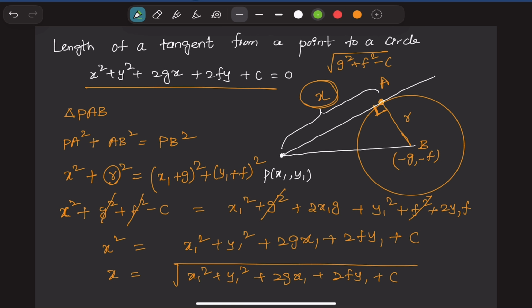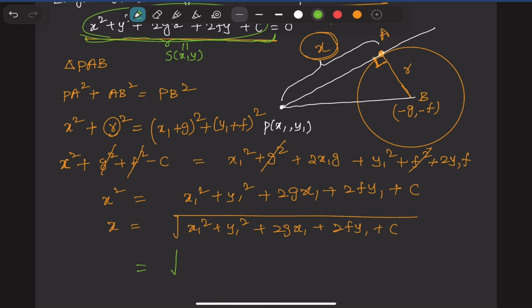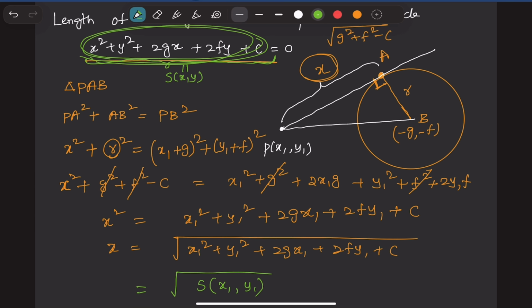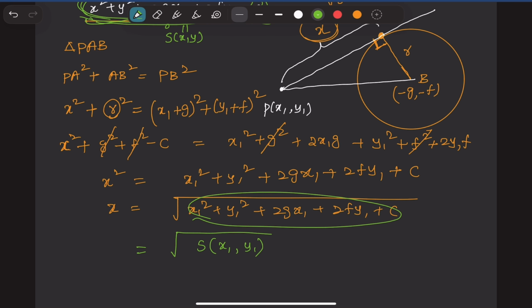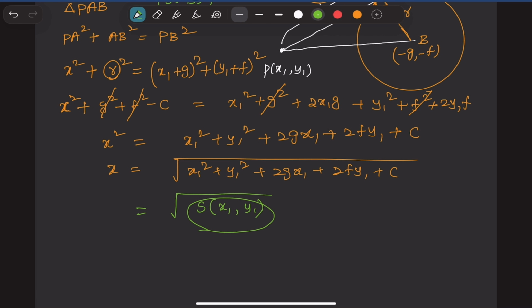Now if you carefully observe, if you consider this expression as S of x, y, so S of x, y is equal to this particular expression. Then what you got here is simply square root of S of x1, y1. So you just have to substitute your point. If you put x equal to x1 and y equal to y1 into this, you will get this particular thing. So if you assume this expression as S of x comma y, this is simply square root of S of x1, y1.